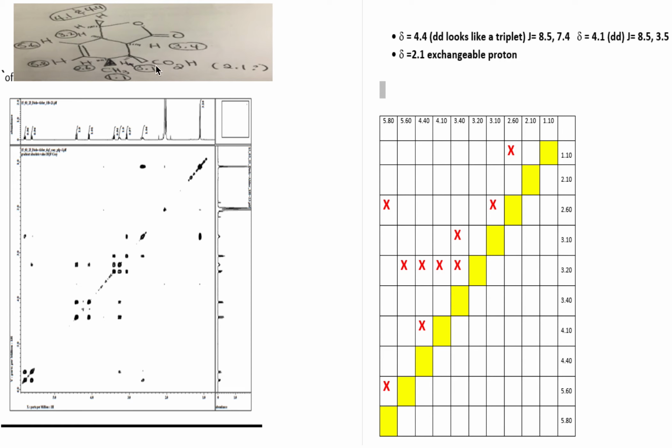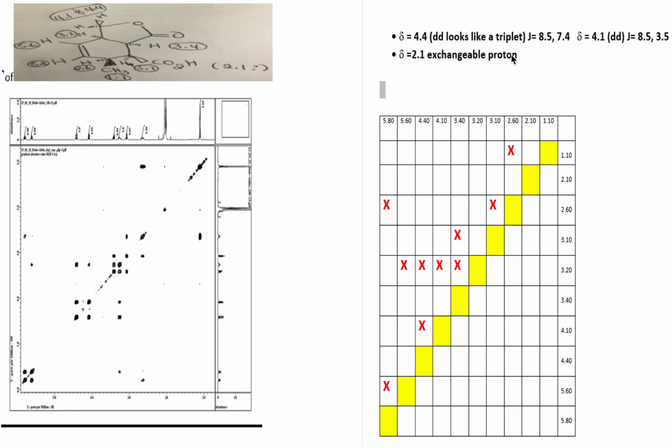Now let us concentrate on the peak at 3.20. We have already seen that it couples with the proton at 3.40, but it also couples with 4.10, 4.40, and 5.6. The 5.6 proton must be the alkene proton here, and 4.10 and 4.40 must be the methylene protons next to the oxygen. Further study is needed to distinguish between the two methylene protons. The coupling constants for each are shown here.